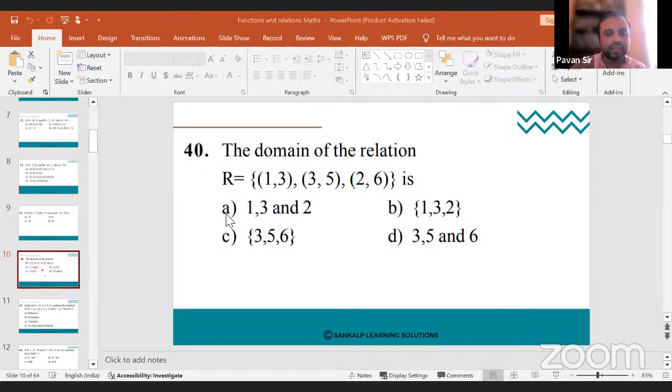These are the elements. But if you mark option A in the exam, it's wrong. Why? Because it is not representing the set. So you have to write option B as the correct answer. 1, 3, 2. Or you can say 1, 2, 3. Both are correct. Okay. Then next one. Option B is the right answer over here. Okay. The next.